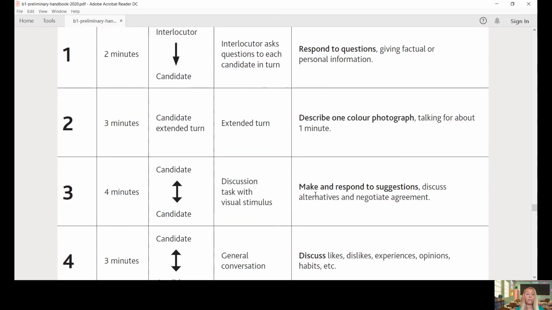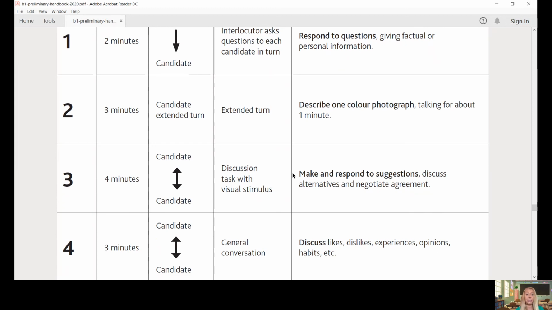Part 3 is 4 minutes, and this time you will need to talk to another candidate. So there are usually 2 people in the exam, you and another candidate, and sometimes there are 3, depending on how the group is structured. So discussion task with visual stimulus, and we will see an example of that in a minute so that you are clear what that means.